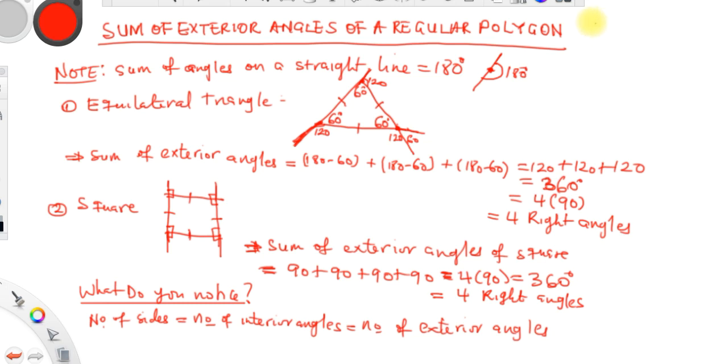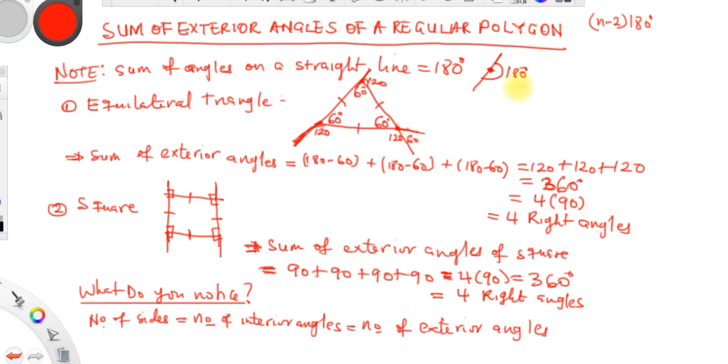So we said that in general, the sum of the interior angles of a regular polygon is given by the number of sides minus 2, times 180. The number of sides minus 2 gives you the number of triangles that can be formed from the polygon. Then you multiply by 180 to get the sum. In this video, we are going to look at the sum of the exterior angles. In the previous video, we looked at the sum of the interior angles.